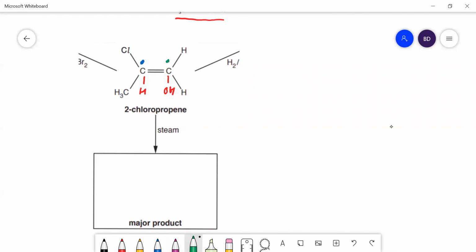Now, we have to think about the intermediate here. Let's say the first step in the reaction, the hydrogen sticks on first. Okay, so let's say the hydrogen sticks onto the blue carbon. Right, so the hydrogen is sticking on there, and that will be a carbocation. Now what kind of a carbocation is that? Sorry, it's a primary carbocation.